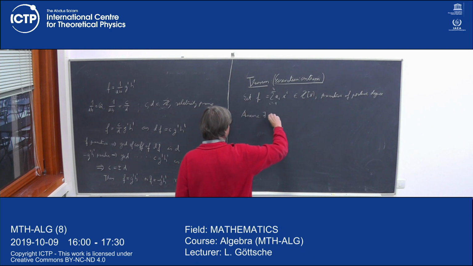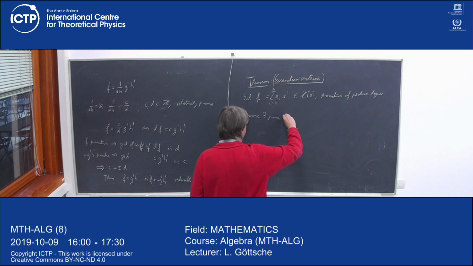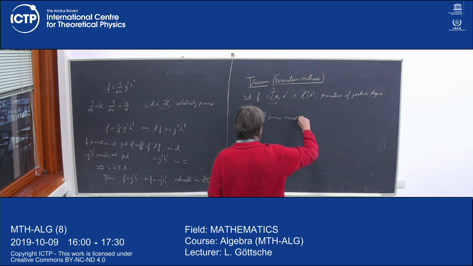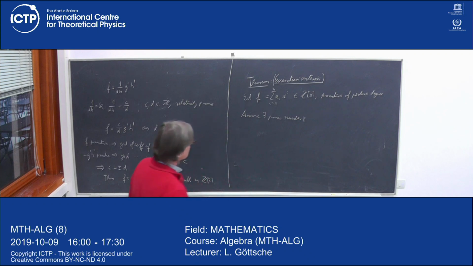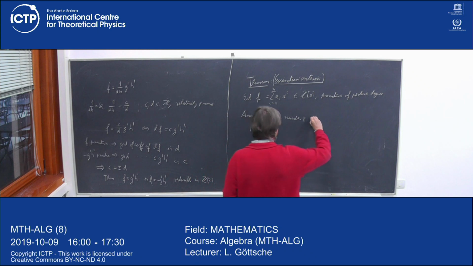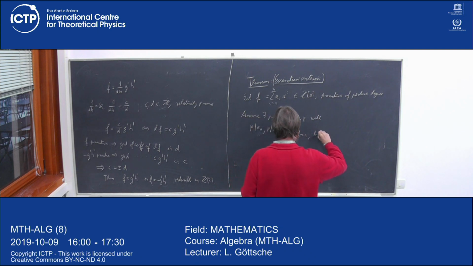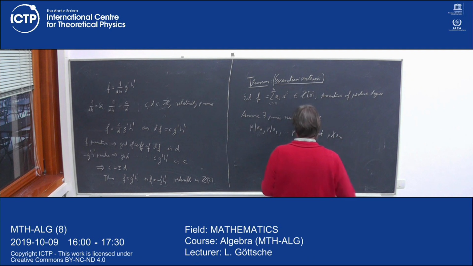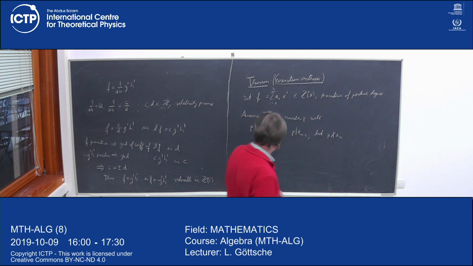there exists a prime number p which divides most of the coefficients. So p divides a_0, p divides a_1, and so on, p divides a_{n-1}, but it doesn't divide the leading coefficient, and p squared does not divide a_0.